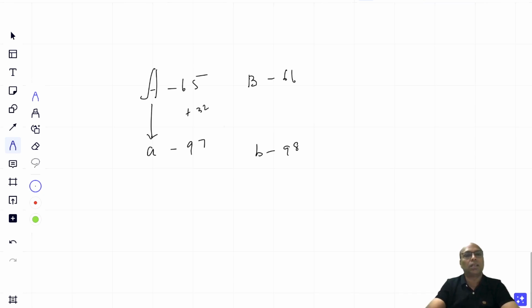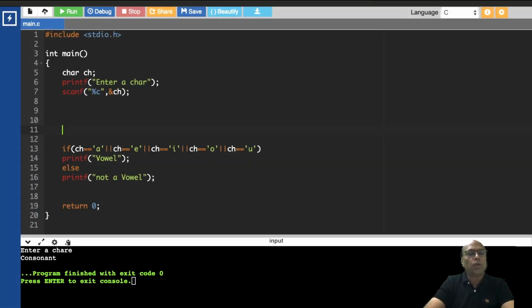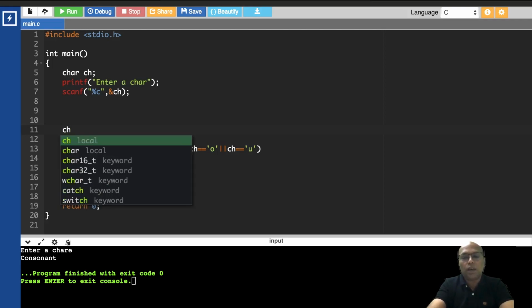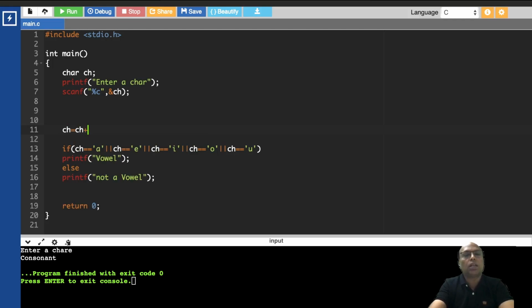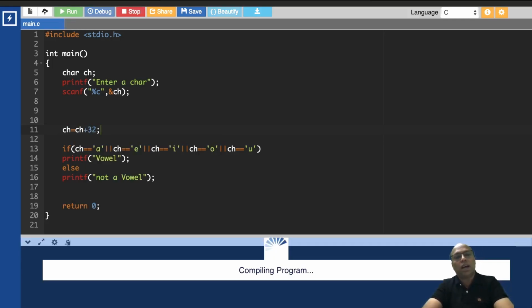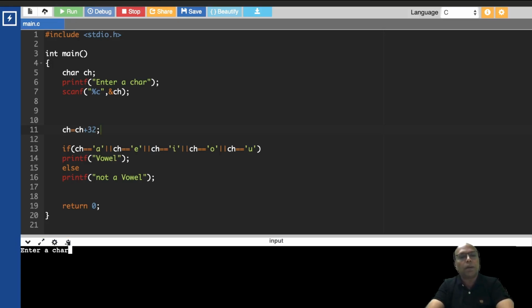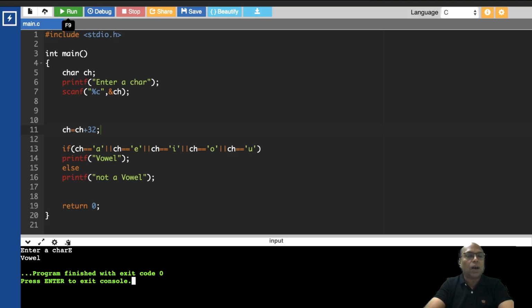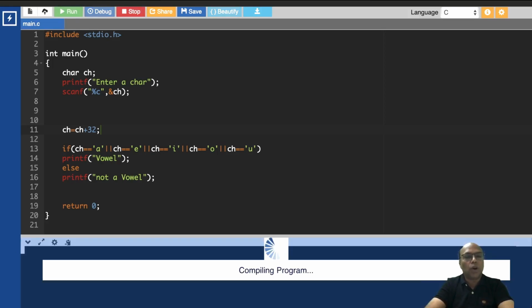Okay, so let us modify our program. What we are going to do? We are supposed to say, with a given input, add 32. I'm going to run the code. Yeah, I solved my problem. I enter capital E, I got the answer. I enter capital U, I got the answer. But I'm going to enter small e.